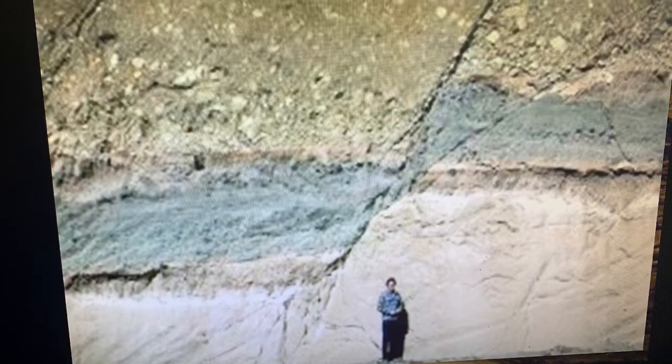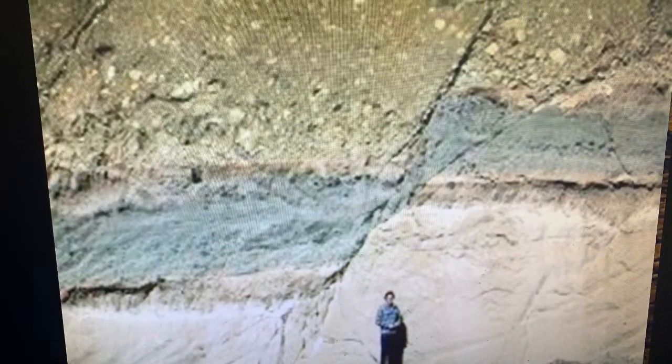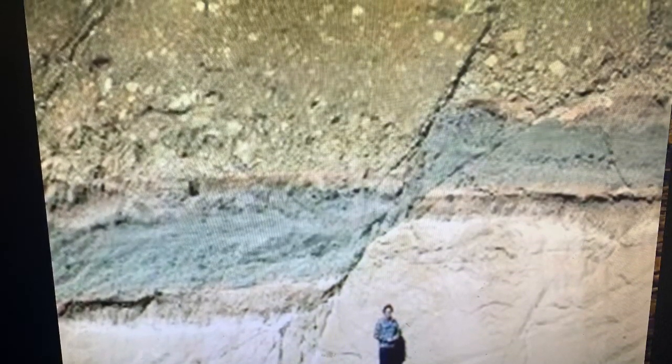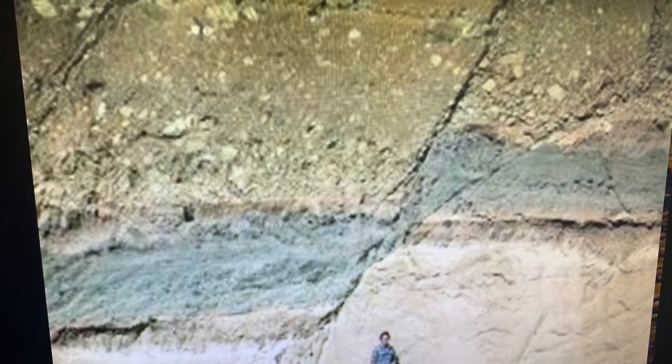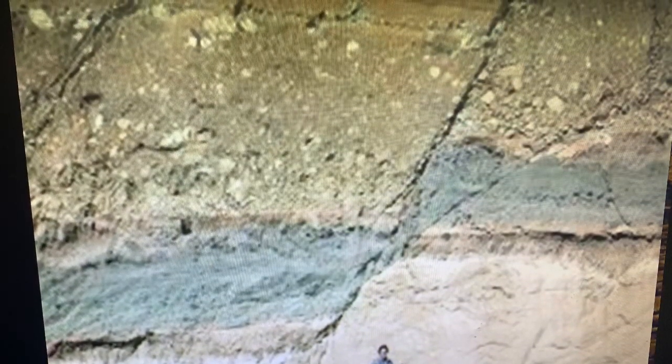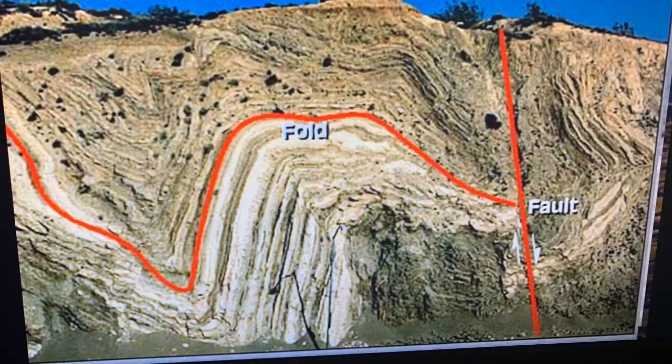Okay, and that's what you see in this picture here, this large crack that runs through the layers, and you see how the layers are all offset. You can tell that they originally used to be stacked next to each other, but they are now offset from each other.